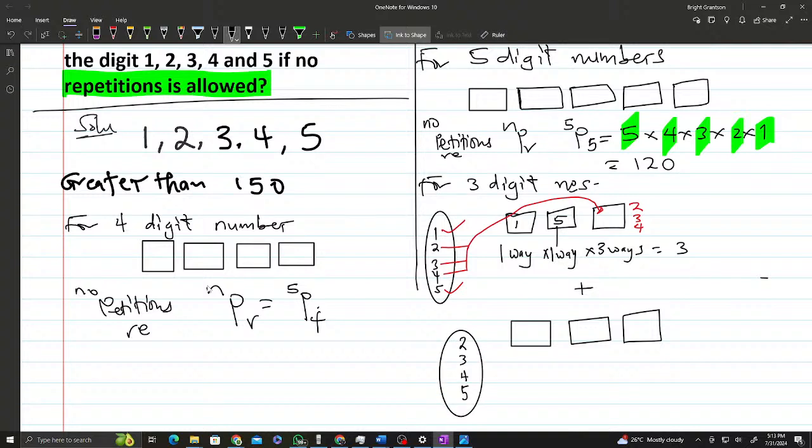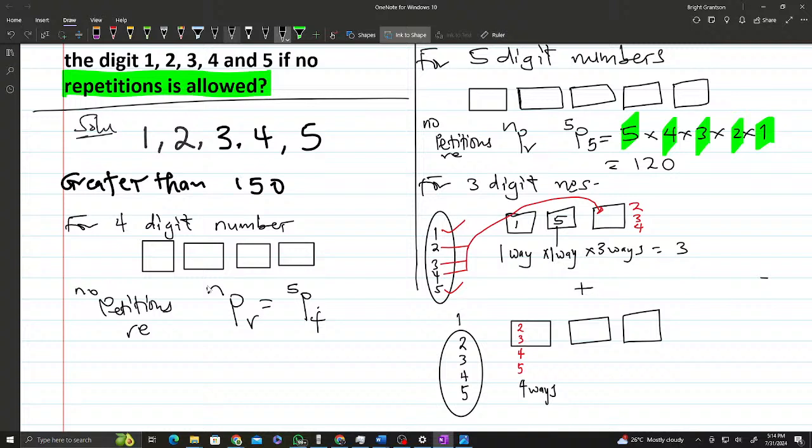So I can fill these numbers with any number. I can fill this place with number 1. I can write 2 here. I can write what? 3. I can write 4. I can write 5. So that gives me how many number of ways? 1, 2, 3, 4 ways. 4 ways. But when I come here, now I can use 1.